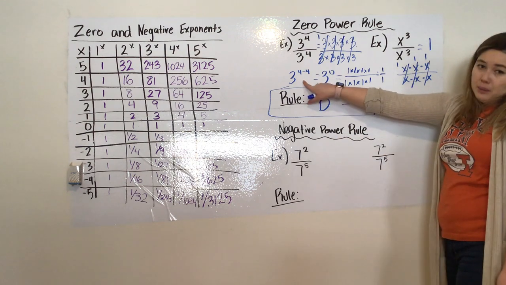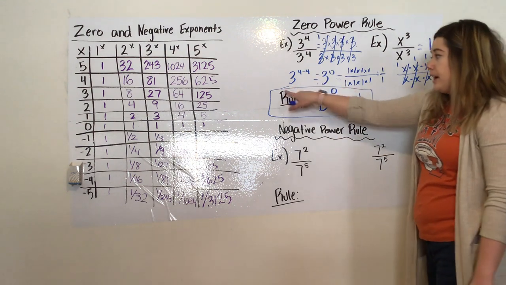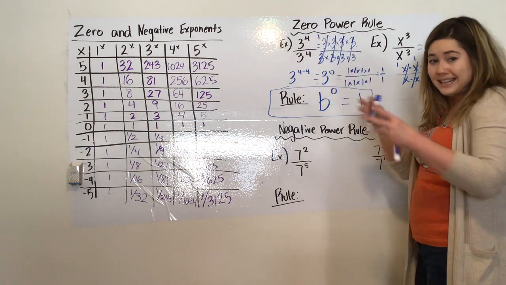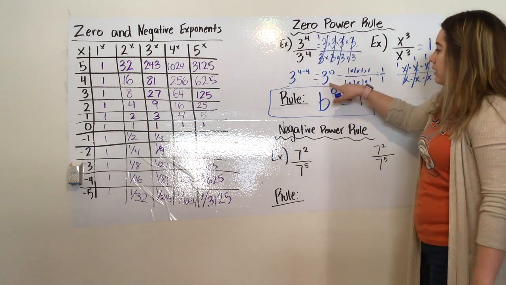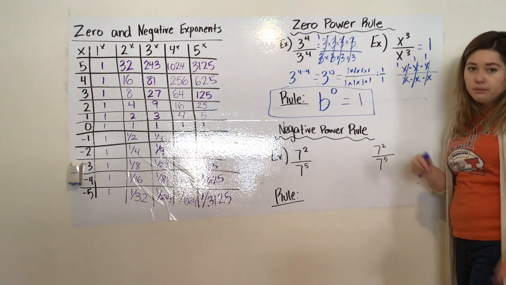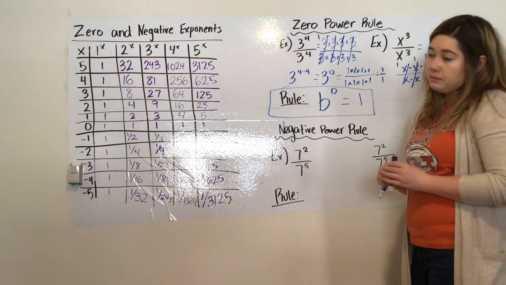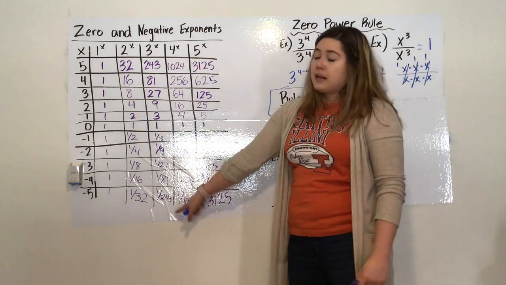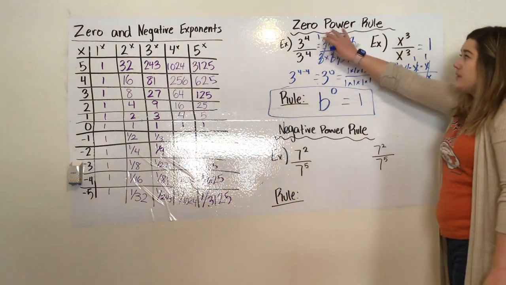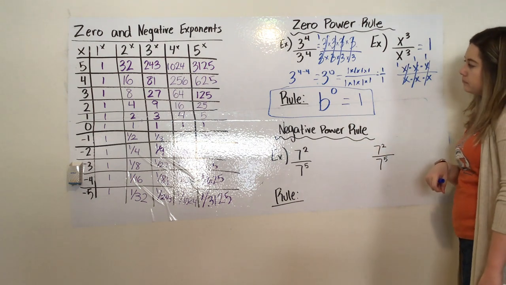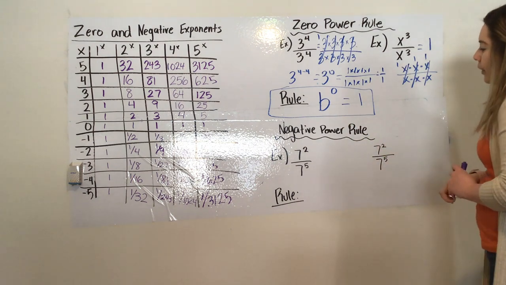We also can prove it with our quotient rule, because with 3 to the 4th over 3 to the 4th, remember with our quotient rule, we subtract the powers. 4 minus 4 gives me 3 to the power of 0, which, if you type it in your calculator, is going to be 1. And we also figured it out from our table. So there are 3 different ways we proved that anything to the power of 0 is 1. So now you know. Okay.